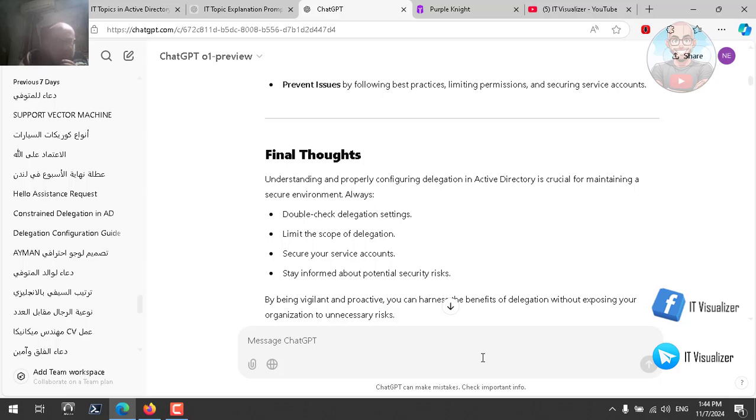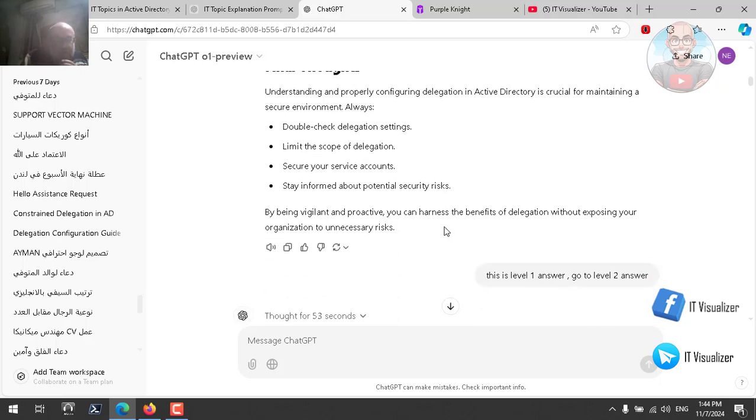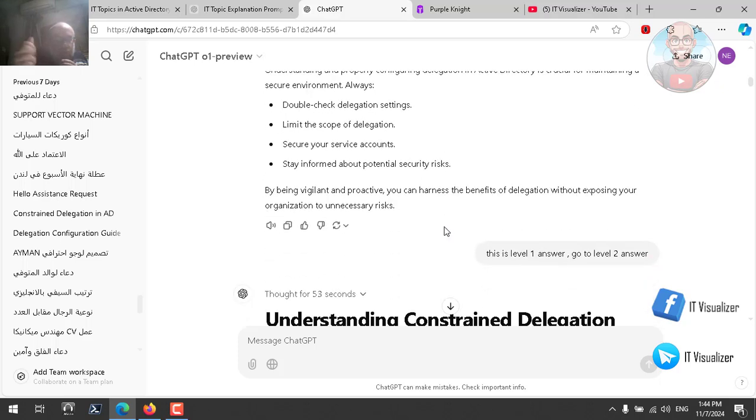Now I will give you a trick. This is the answer of different AI tools. If you need to enhance the answer, then there is a simple hack. I saw one of the YouTubers doing this, and actually it gave me a magnificent output. You just have to tell him this: this is level 1 answer. Go to level 2 answer.